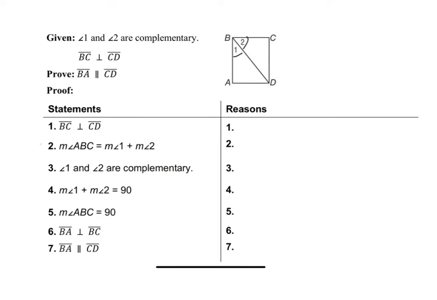So here we have a proof. We are given that angle 1 and angle 2 are complementary and that line BC is perpendicular to CD. So I'm going to start with my first reason. BC is perpendicular to CD. That came from my given information.